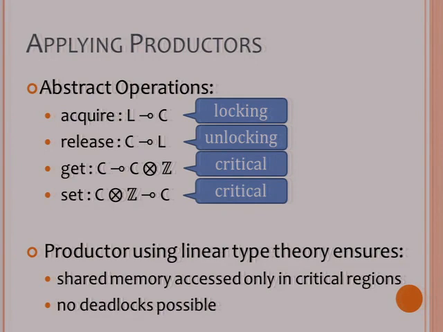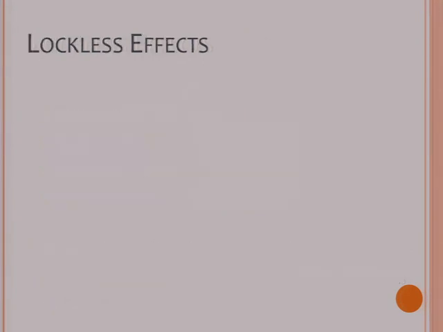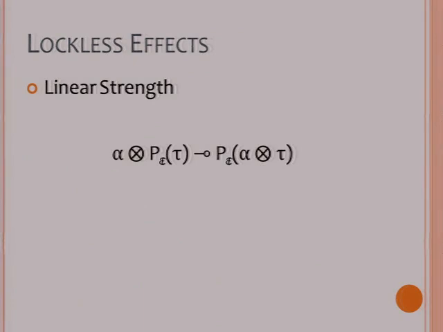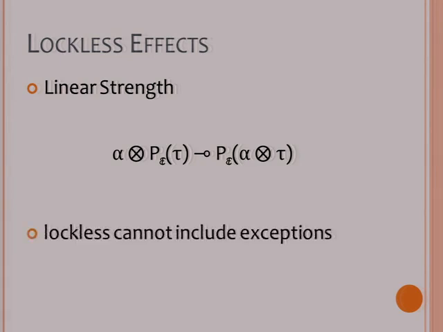Furthermore, when we build this productor, we actually learn a useful lesson about these lockless effects that sort of trended over. Particularly, we find out that the lockless effect needs what's called linear strength. That is a way to pull a resource inside this lockless effect. And this actually isn't a problem for things like heaps or non-determinism, randomness, state, and so on. And so this result tells us that all those effects can be added to our language without any problem. But there is actually a problem for exceptions. Exceptions don't have this property, and that tells you that exceptions can't be included inside the lockless effect.